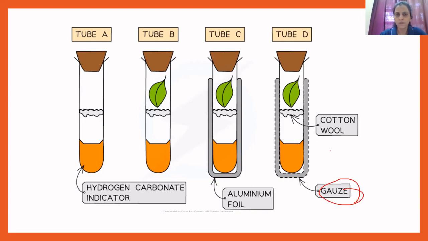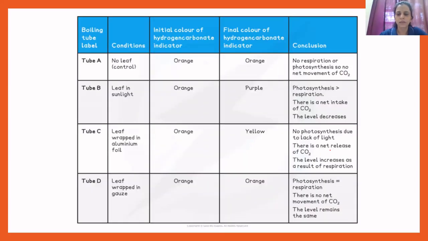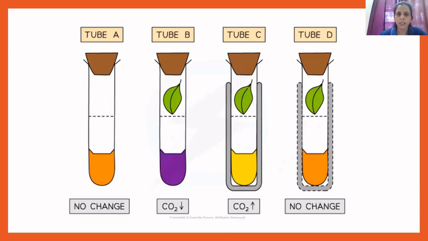After placing all these 4 test tubes in light for 30 minutes to 1 hour, you will get the following result. In test tube A, the color of the hydrogen carbonate indicator will remain the same, because inside this test tube there was no leaf. So even when light was falling on this test tube, no photosynthesis could take place. No photosynthesis, no respiration, hence the concentration of carbon dioxide was equal to the atmospheric level.